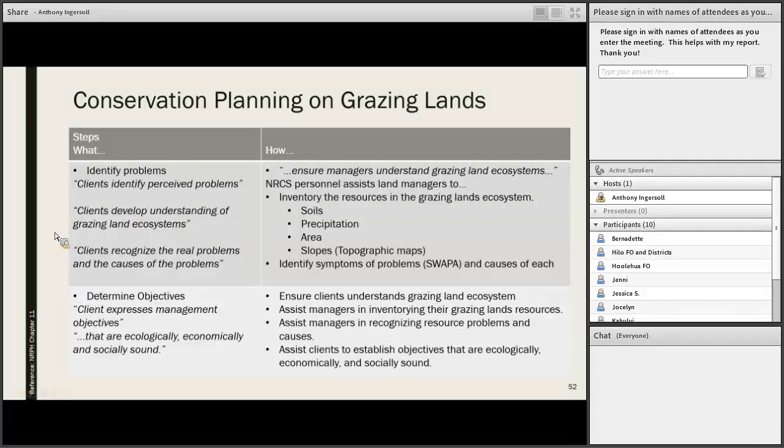And so for these first 4 steps, in identifying the problems, the client is going to identify what their perceived problems are, but our job is to help them make sure that they have a good understanding of what's going on in their grazing land ecosystem, and help them understand the causes of those problems. So in moving towards that, we're inventorying the resources, identifying with them the symptoms of the problems, and starting to correlate that to what might be the cause. In determining objectives, the client will express their management objectives, but it's our job to help them, again, make sure they understand what's going on out there, and that their objectives are ecologically, economically, and socially sound, to the degree that we can.